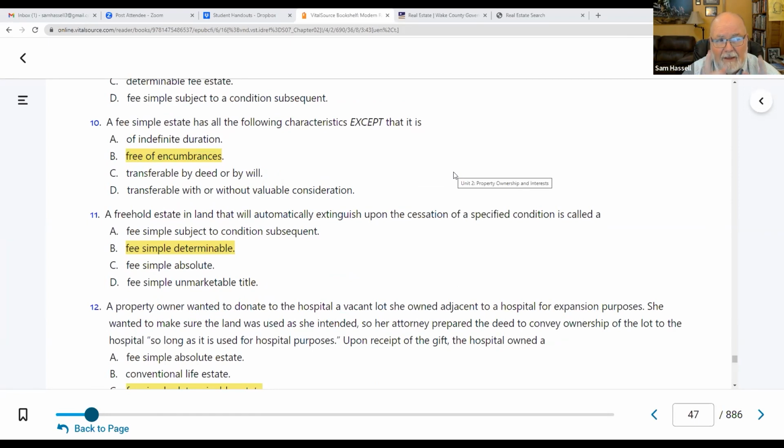All right. But a fee simple estate, indefinite duration, I can hold it forever. Transferable by deed or by will. I can will it to my kids. That's what the word fee stands for. And it's transferable with or without valuable consideration. I can give it as a gift if I wanted to. I can just leave it in my will. I can sell it, any of those things.